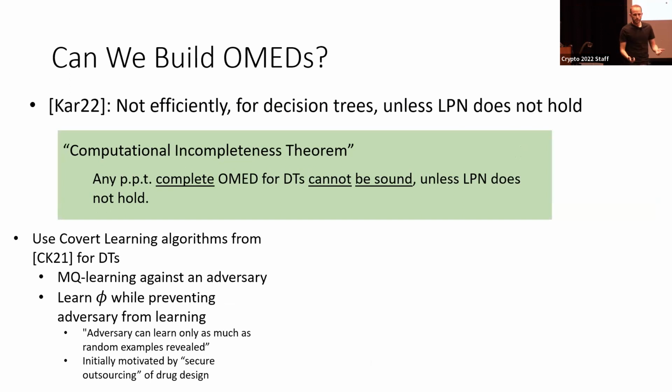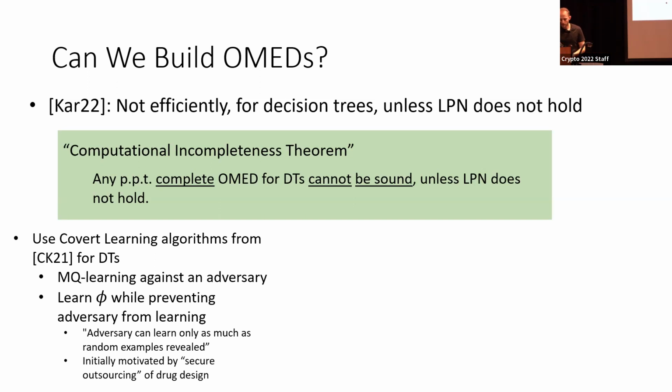So can we actually build these OMEDs? After all, we're competing with some practical lightweight instantiations that are very efficient. And so the main result in this work is that the answer is no. There are no efficient OMEDs when the model is a decision tree, assuming that the learning parity with noise assumption holds.